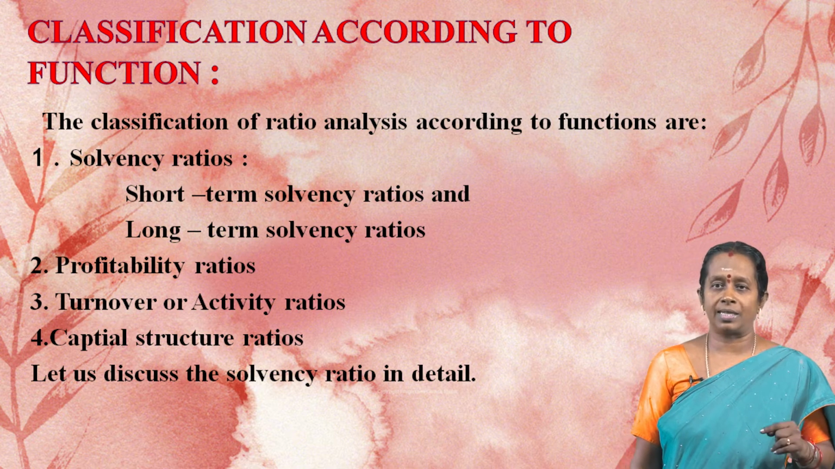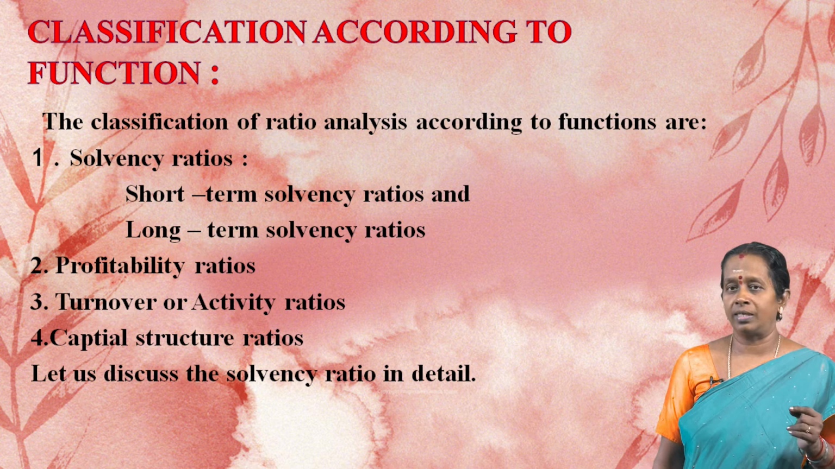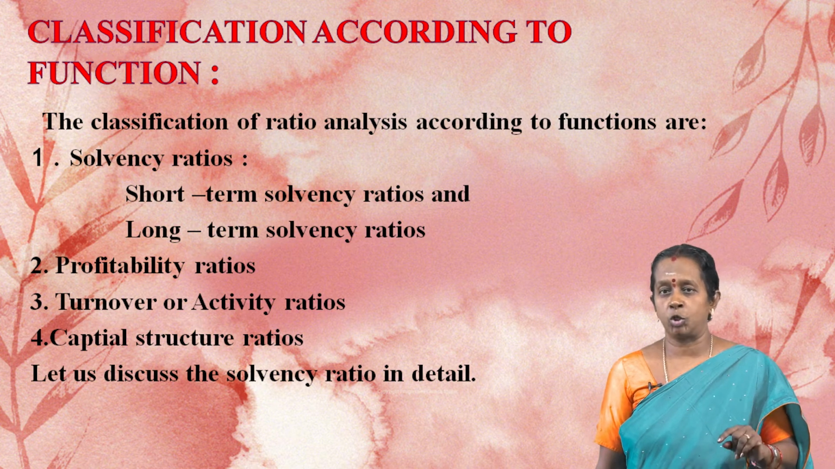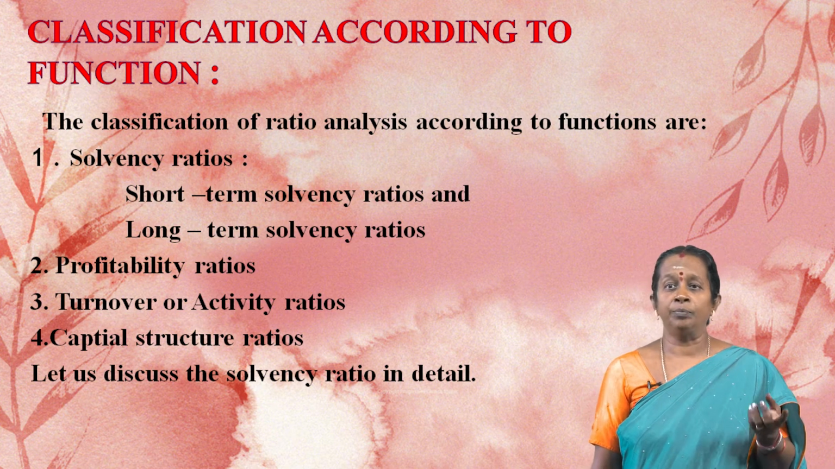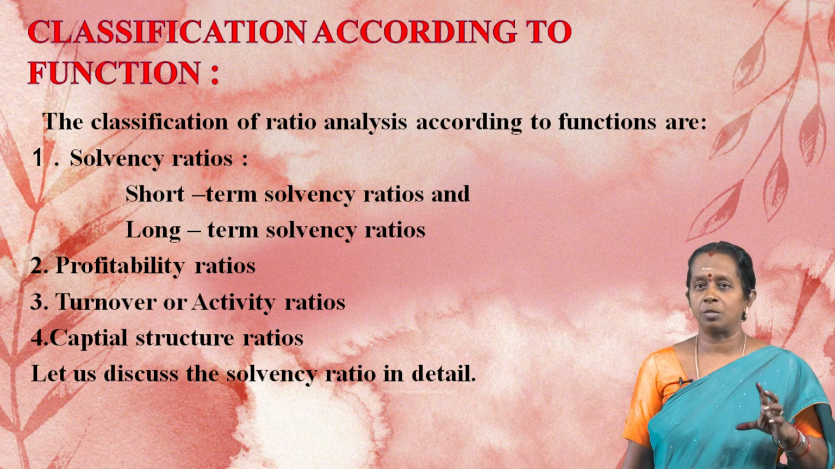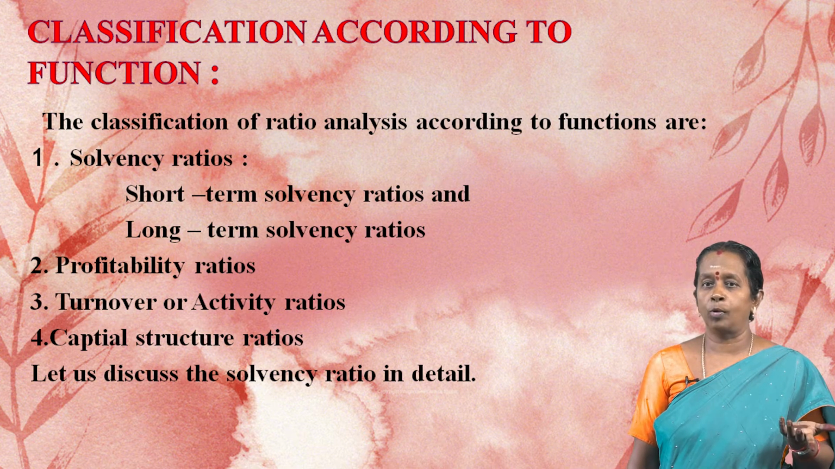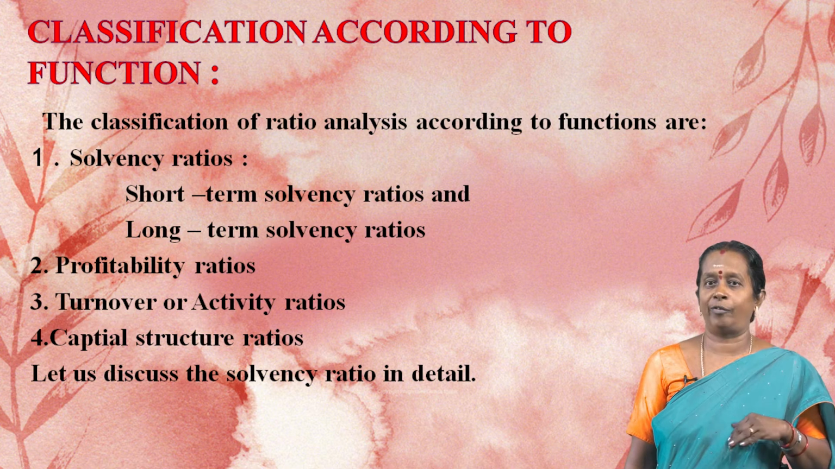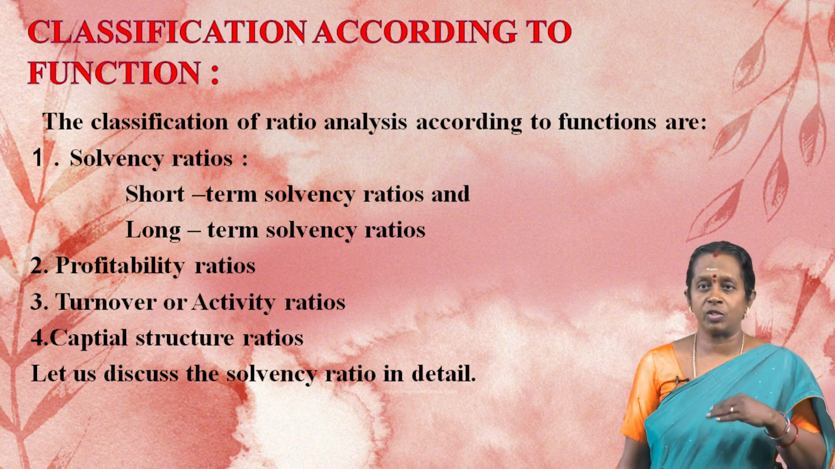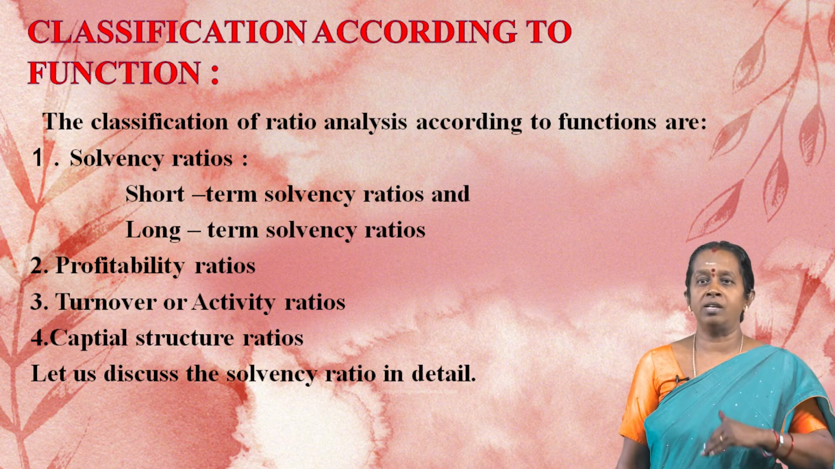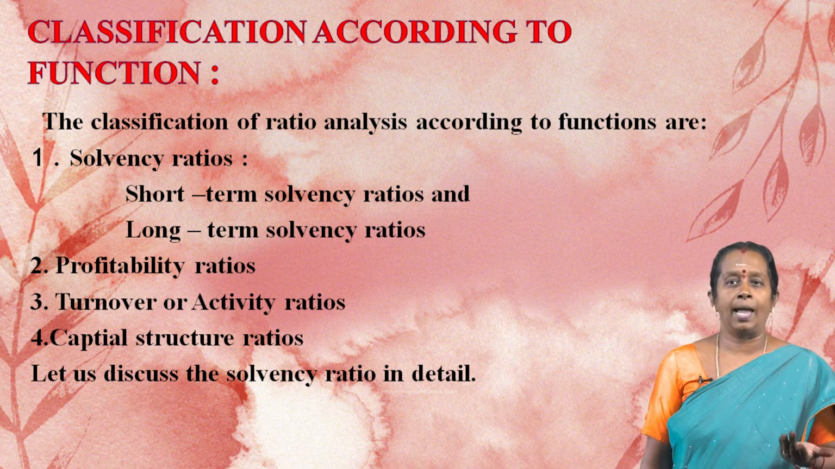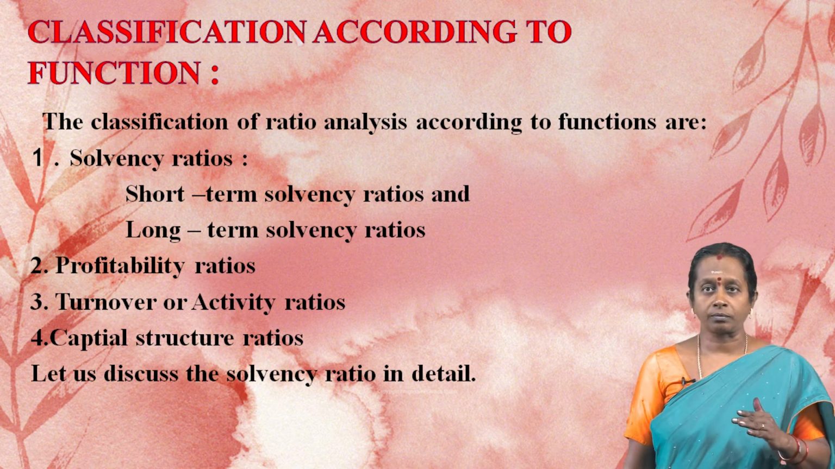Next one is capital structure ratios. This may be considered as the capital gearing ratio, where they find out the profit plus the fixed interest bearing securities, how they get the returns with reference to the capital they are investing, and how much they are getting in returns is considered to be the capital structure ratios.